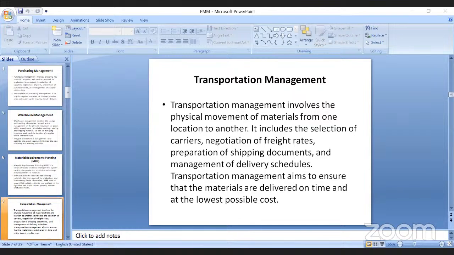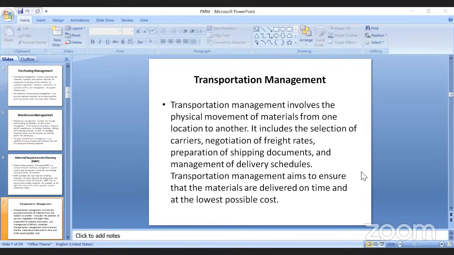How many? It's movement of the raw material. Yes, movement of raw material. Only movement, from one place to another place, from source to destination? Yes, sir. Source to destination.